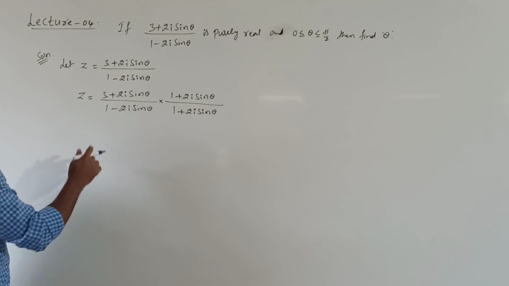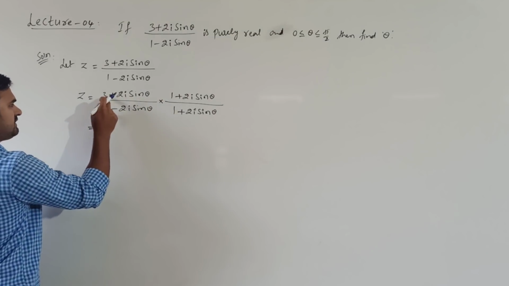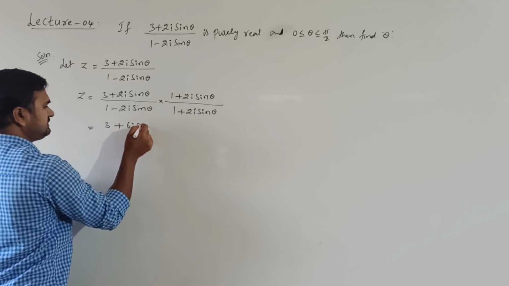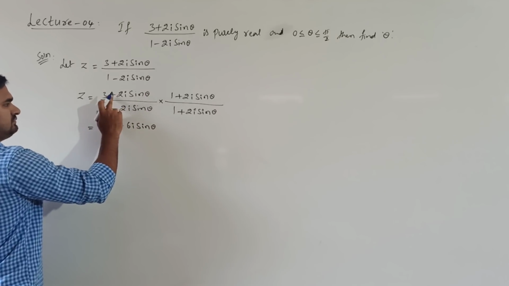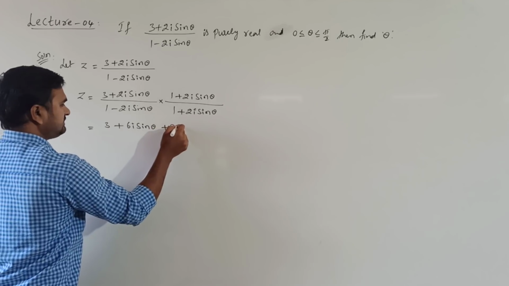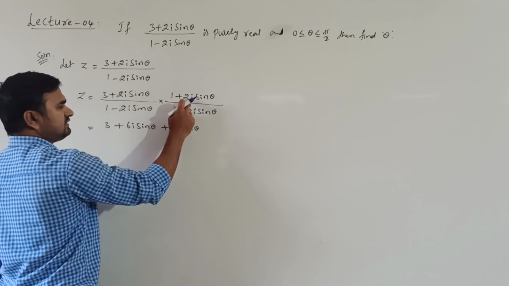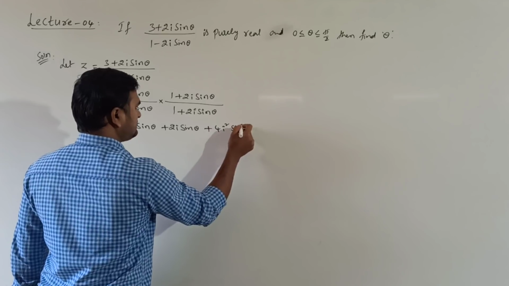Okay. Now multiply and simplify. Numerator: 3 into 1, 3 into 2i sin theta, it is 6i sin theta. Next, 2i sin theta into 1, 2i sin theta, and 2i sin theta into 2i sin theta, plus 4i square sin square theta.